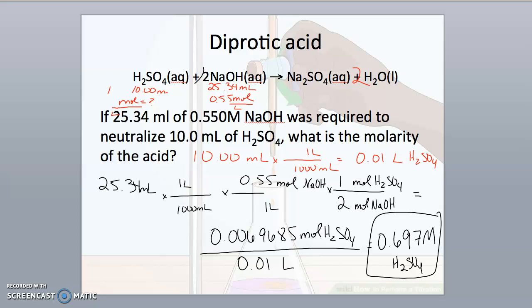This question involves a diprotic acid. This means the acid can donate 2 hydrogens. Therefore, more sodium hydroxide will be required to neutralize this acid. If you've been using M1V1 equals M2V2 for titration calculations, it won't work anymore. So you're going to need to learn how to use stoichiometry to solve titration problems.